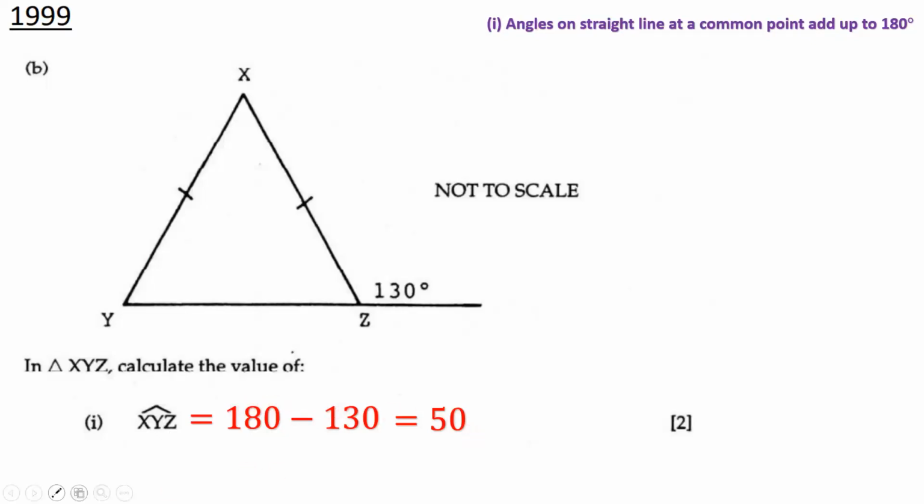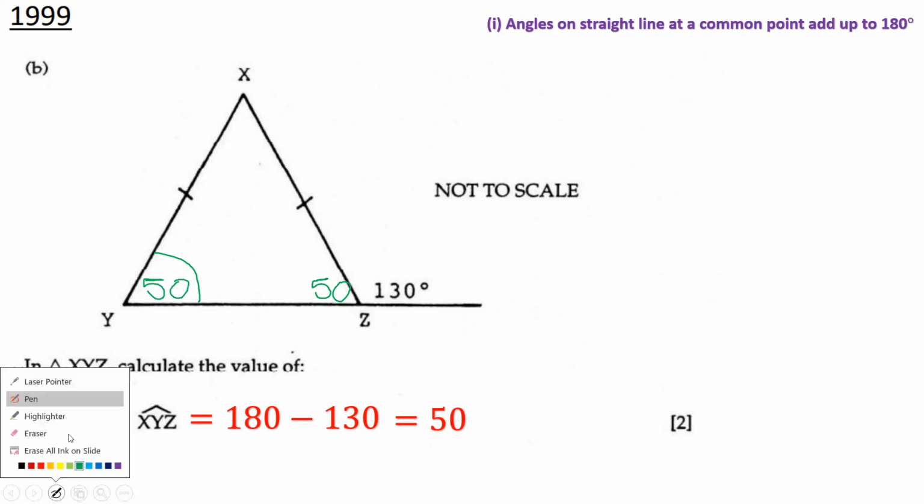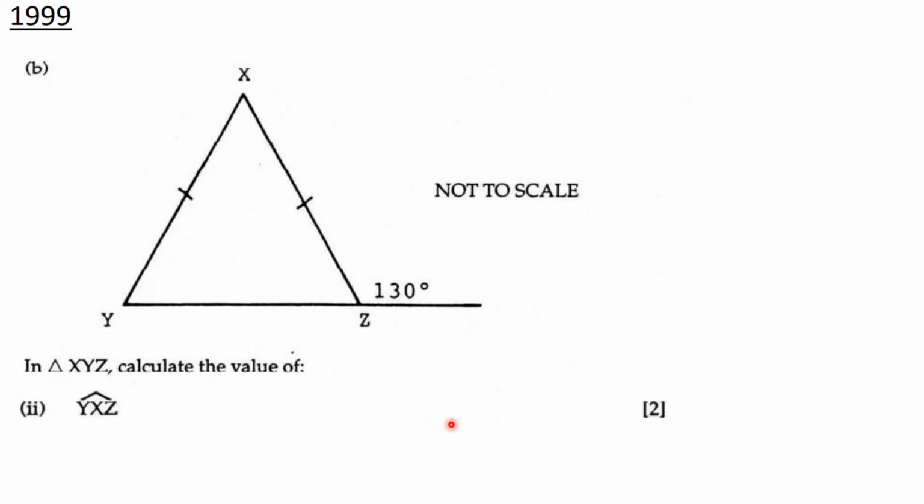The reason why that's the case is because what I first did was I figured out what this one is. This is 50. And I got that because I subtracted 180 minus 130, which is going to be 50. And because we already know that this one is also 50, Y is equal to 50 degrees. I got the 50 on this side and I got the 50 on this side because I subtracted 130 from 180 to get 50. Okay, let's move on to the next question.